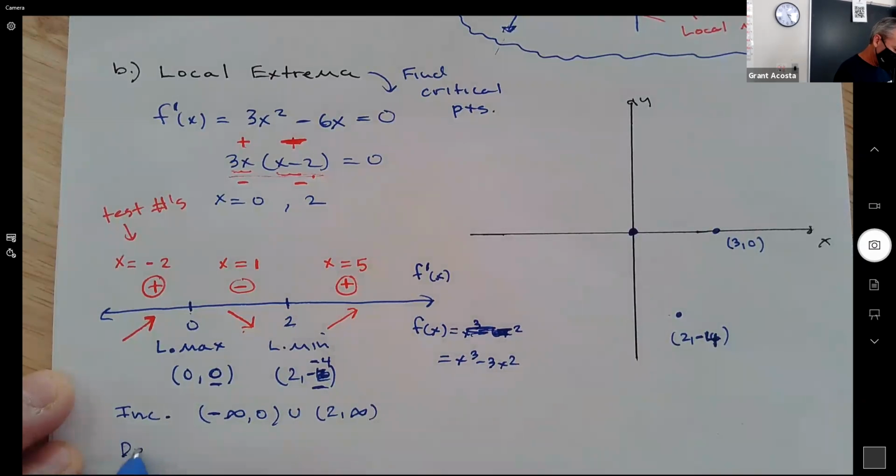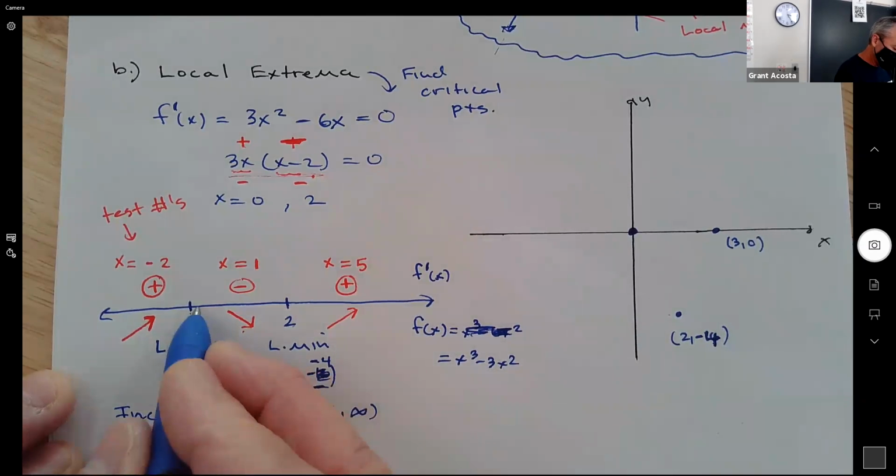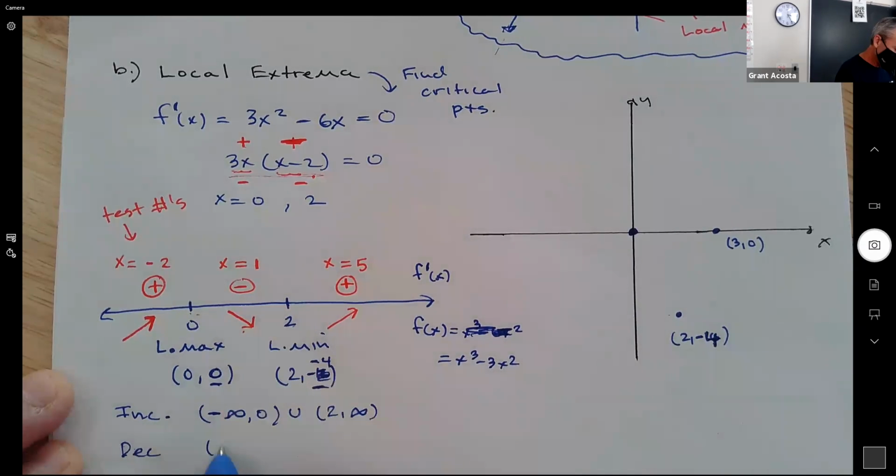And if you had to write the intervals where it's decreasing, you know it's going down between 0 and 2, not including those points, right? Because at those points, it's actually flat. The graph is flat there. It's not really increasing or decreasing.